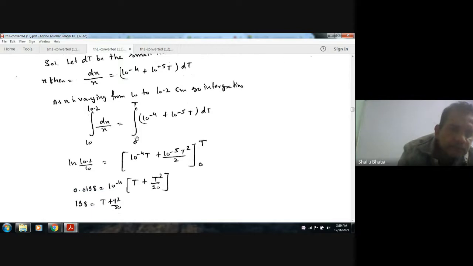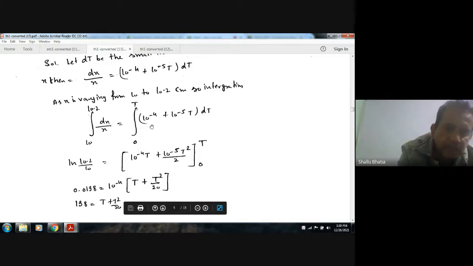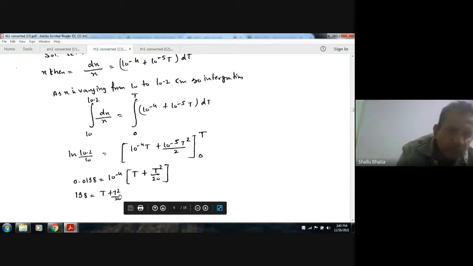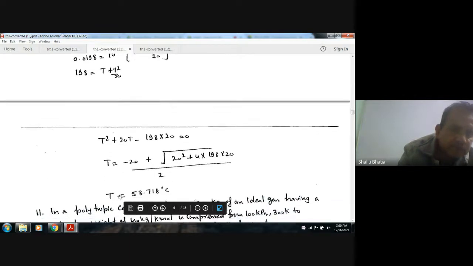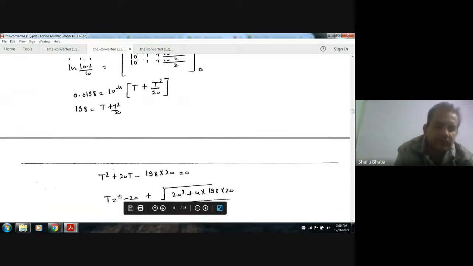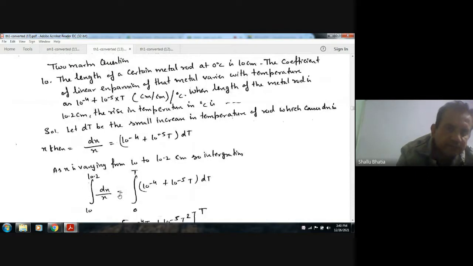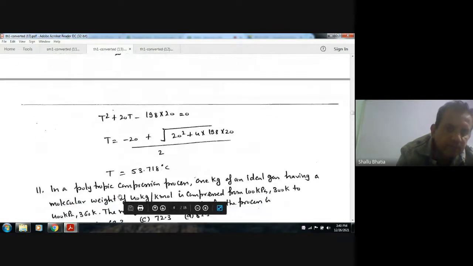So this is ln x, putting the limits 100 to 102, and here the integration will be 10 to the power minus 4 T plus 10 to the power minus 5 T squared by 2. Putting the limits, we can take 10 to the power minus 4 common, and here T plus T squared by 20. From this we can solve and find the temperature. The temperature comes out as 53.718 degrees Celsius. Okay, next.